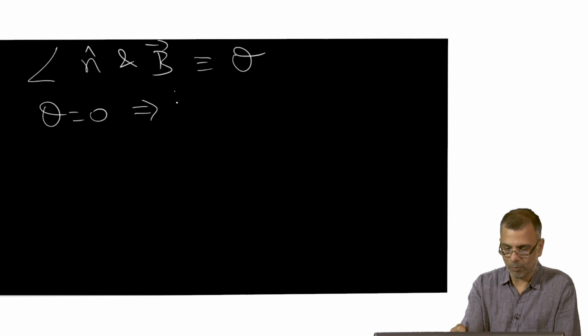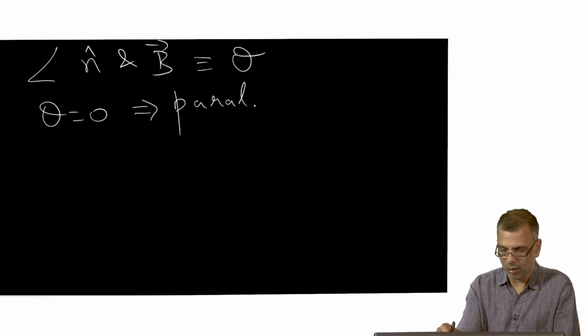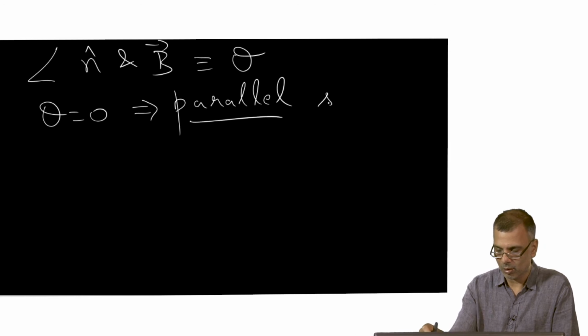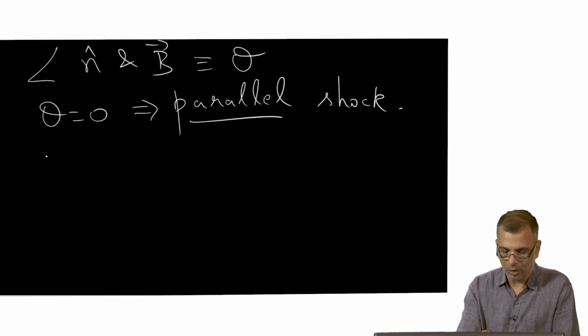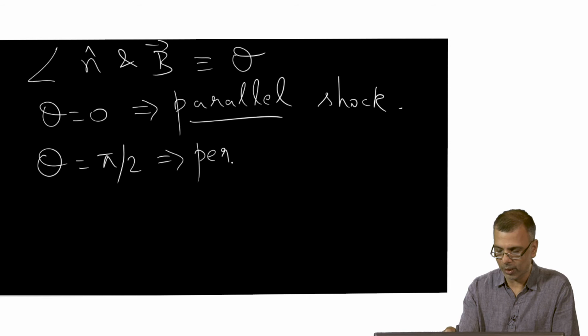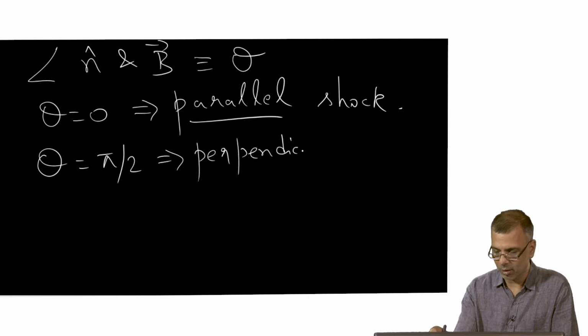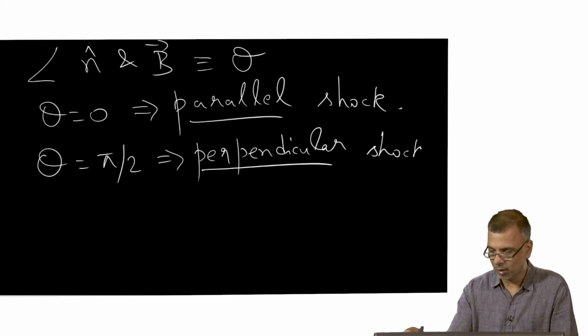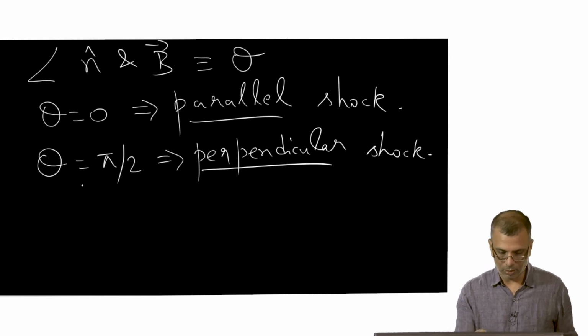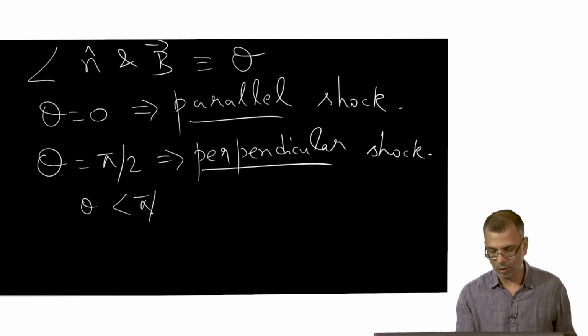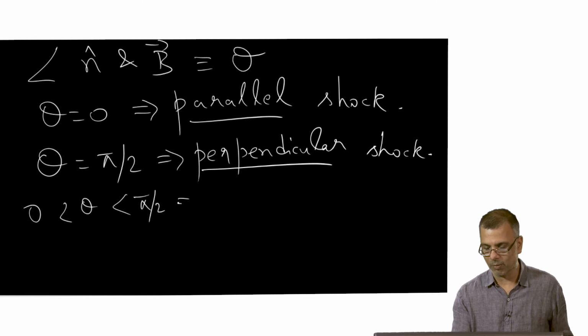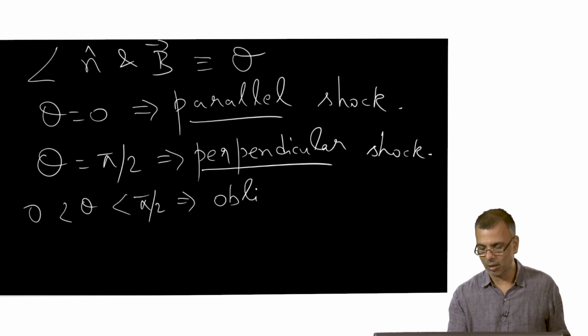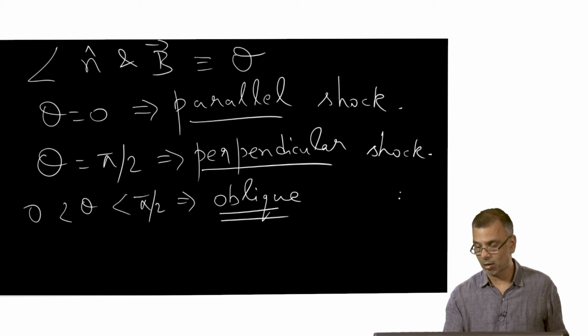is what we call a parallel shock. Okay, theta equals pi over 2 is what we normally would call a perpendicular shock. And of course, in between, theta less than pi over 2 and greater than 0 is the more complicated case of an oblique shock. We won't bother too much about this oblique shock.